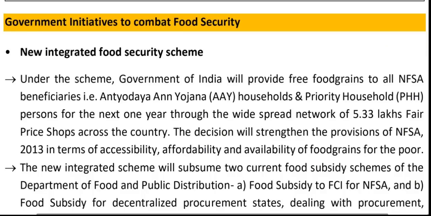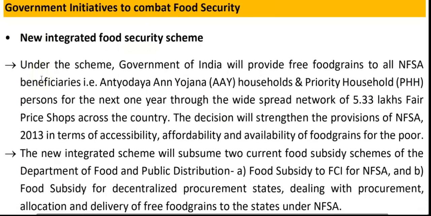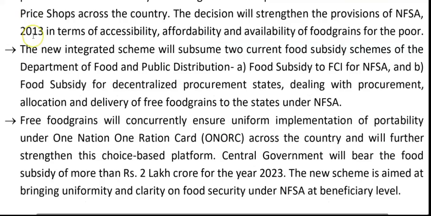Now let's see some of the government initiatives to combat food insecurity. First would be the New Integrated Food Security Scheme. By the name it suggests it has been integrated: Antyodaya Anna Yojana and Priority Household scheme. These two have been integrated so that the bandwidth of the scheme has increased. Also, it will have better accessibility, affordability, and availability. Here we have discussed the scheme in detail. You can go through the scheme in our PDFs, which will be uploaded on our website.